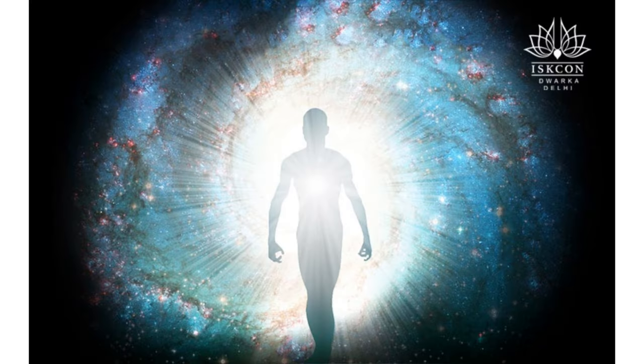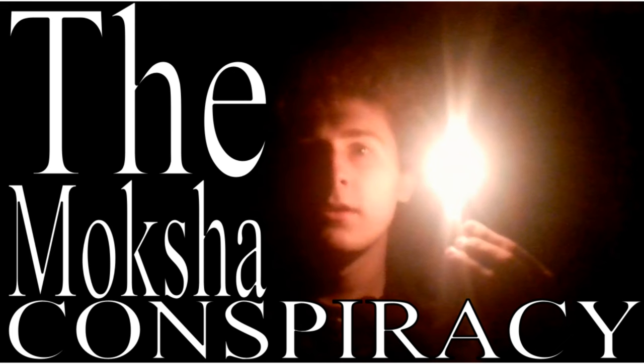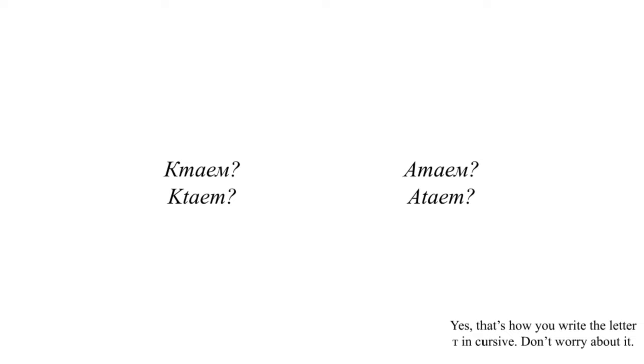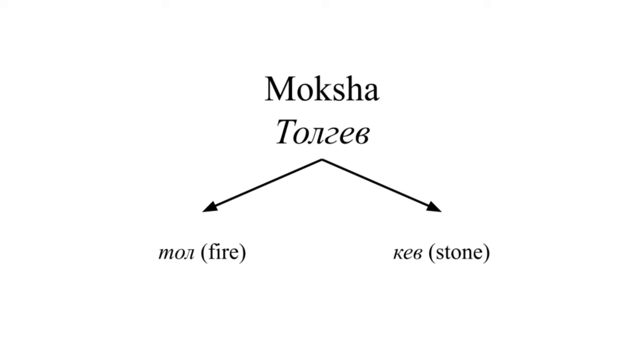The Muksha word for silicon is atayem, written like this. Which is intriguing, because that is not how you write atayem in Cyrillic. So which is it? Is it ktayem or atayem? Well, that particular answer took me about 2 weeks to find out. I'll have a full video on the subject out later, but suffice it to say that the Muksha word is not ktayem or atayem, it is tolgev, which literally translates to firestone and makes it another flint bro.